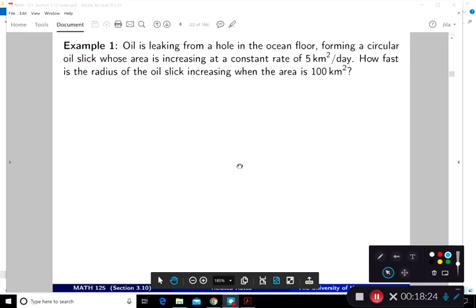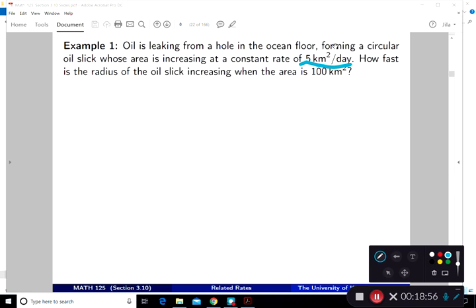Okay, so now let's try to do our first formal example. This example is asking: oil is leaking from a hole in the ocean floor, forming a circular oil slick whose area is increasing at a constant rate, 5 kilometers squared per day. How fast is the radius of the oil slick increasing when the area is 100 square kilometers?